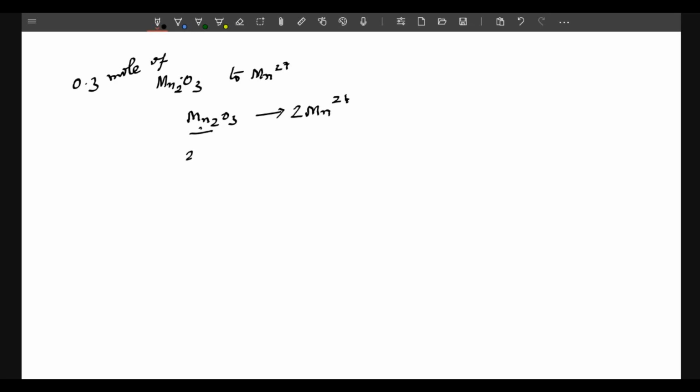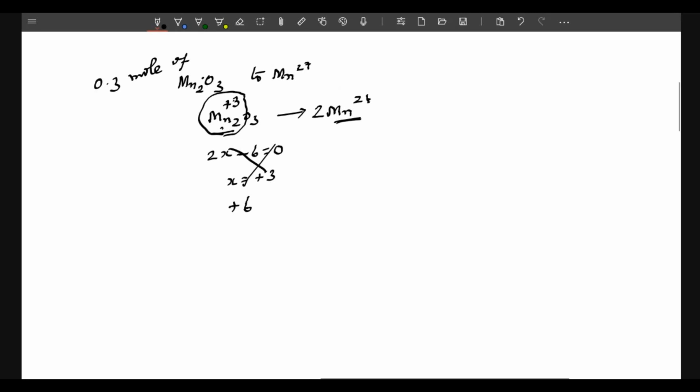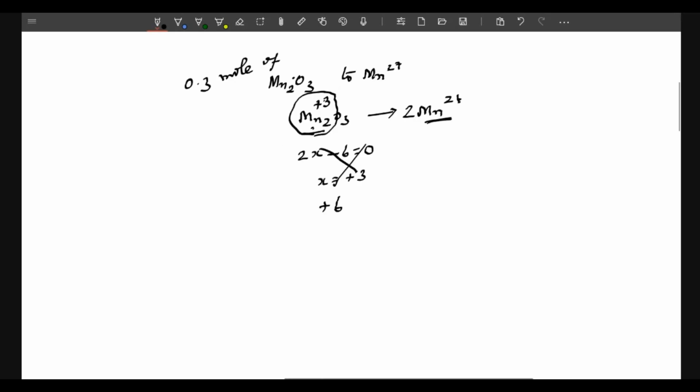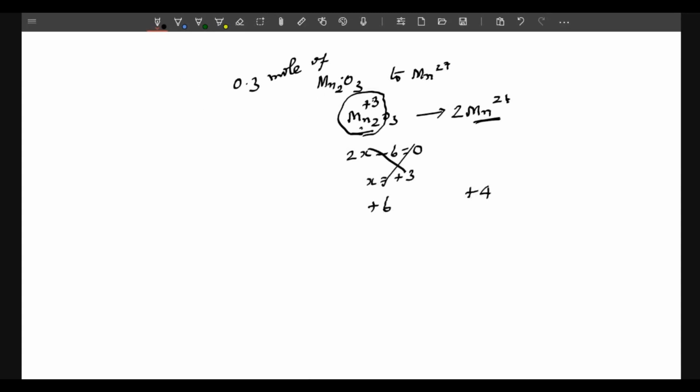You can easily calculate: 2x plus (-6), for each oxygen -2, 3 oxygens, is equal to 0. Therefore, x is equal to +3. Therefore, it is in the +3 state. It is converted into this one. And what is the total oxidation state? Here on this side, total oxidation is +6. In the product side, it is +4. Therefore, for this purpose, how many electrons are involved?